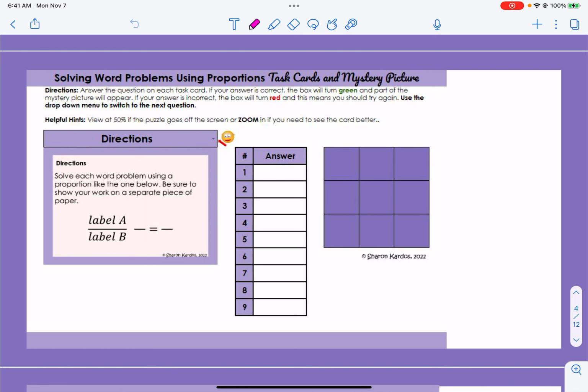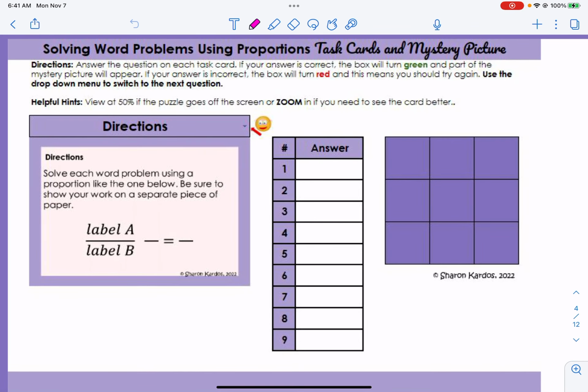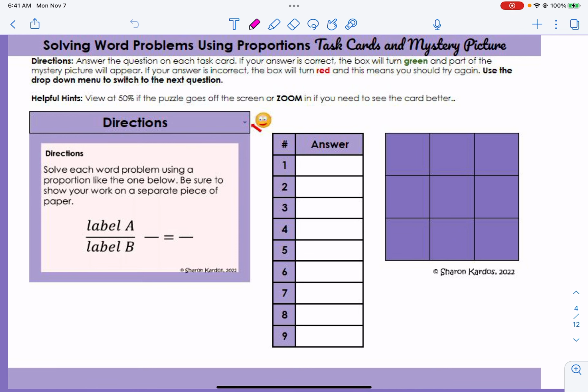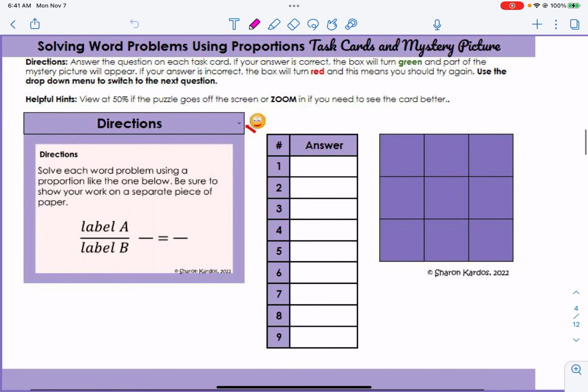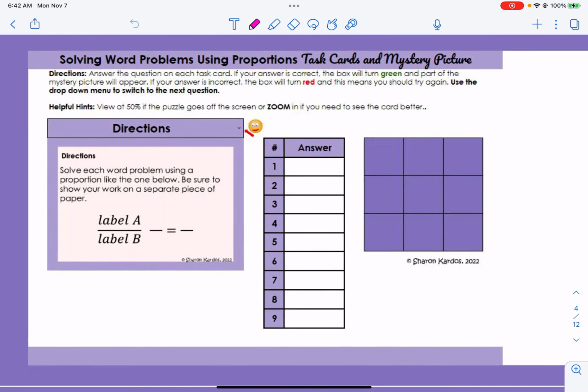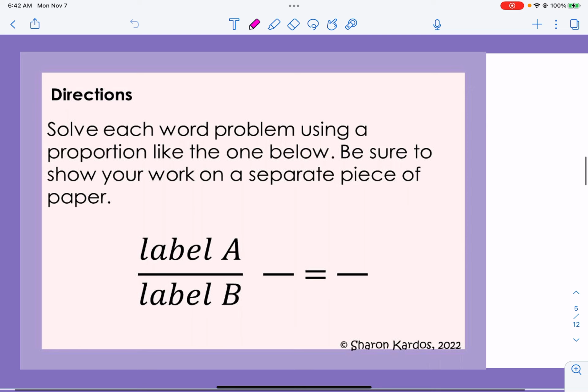So if you did the mystery picture, this is the mystery picture that you were working on. And if you're a teacher watching this video, it will be available in my TPT store for you to purchase. But you can see that they've given us some directions, and let me see if I can zoom in on those directions. So you're going to solve each word problem using a proportion like the one below, and be sure to show your work on a separate piece of paper. And you need to make sure that when you write the proportion, that your proportion actually works and gets you the answer that you have on your screen.